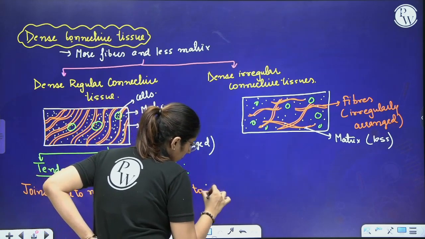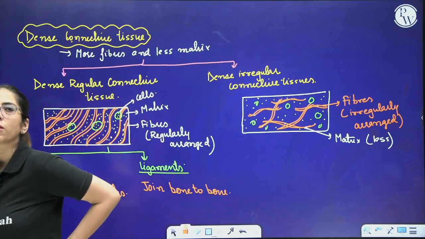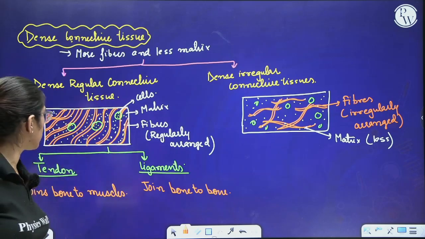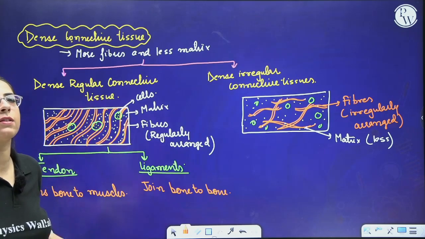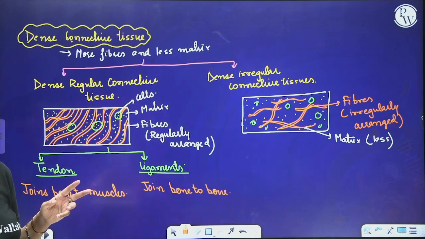Bone to bone. Right? So these are the two structures, the tendons and the ligaments. Tendons are those structures which join bone to the muscles. This is how they are joined. Whereas ligaments are those which join bone to the bone. So we divided the dense connective tissue in these categories. Hope they are clear.